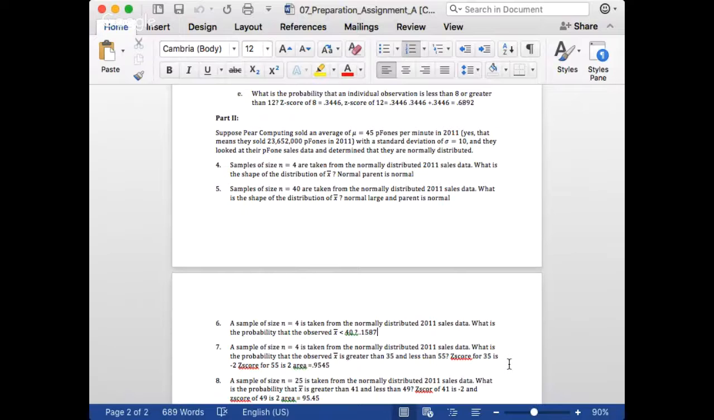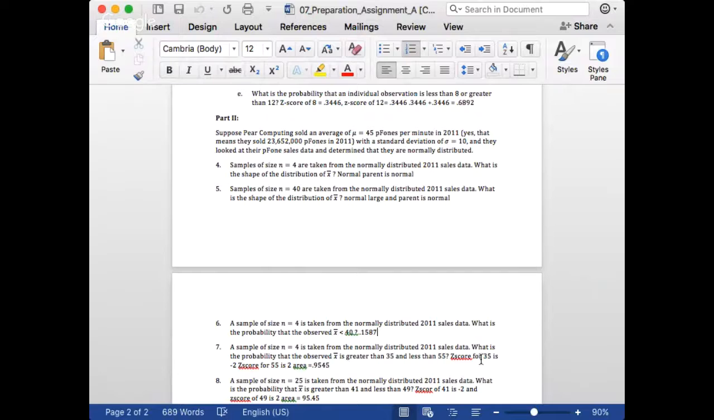I can do it. A sample of size n equals 4 is taken from the normally distributed 2011 sales data. What is the probability that the observed sample mean is greater than 35 and less than 55?